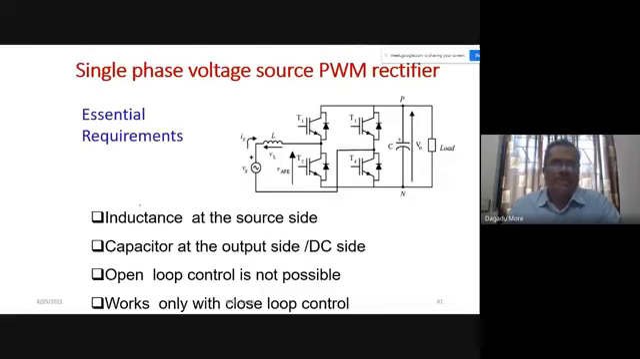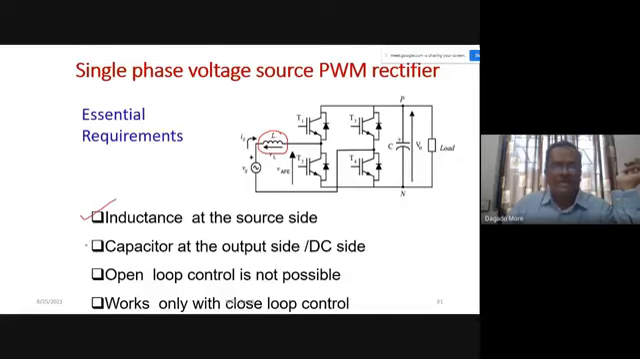Now we have discussed that for this single phase voltage source PWM rectifier to operate properly, which takes a sinusoidal current from the supply and operates at unity power factor, what should be required? That is our requirement, and we have given it here. The essential requirement: for boosting of the voltage, we require the inductance at the source side. We want the inductance at the source side, that is a must.